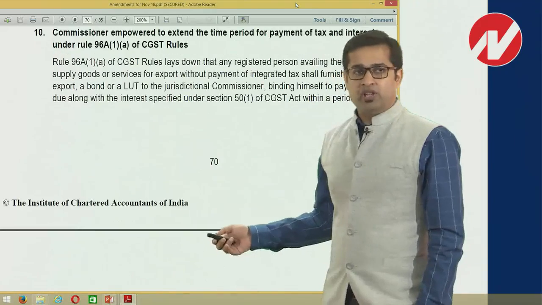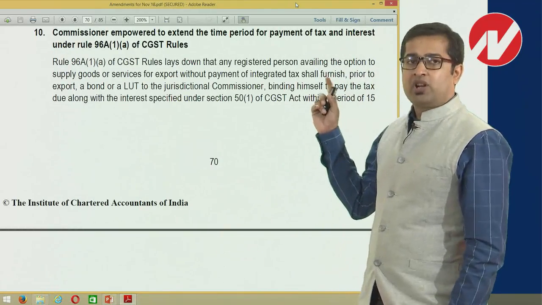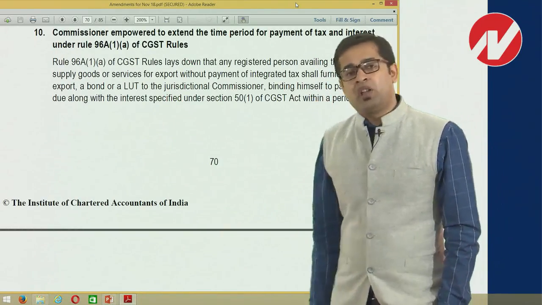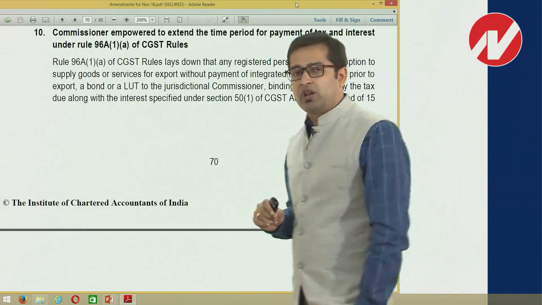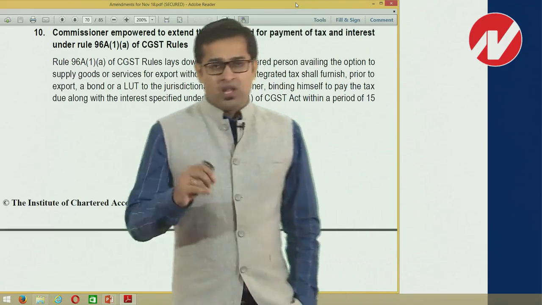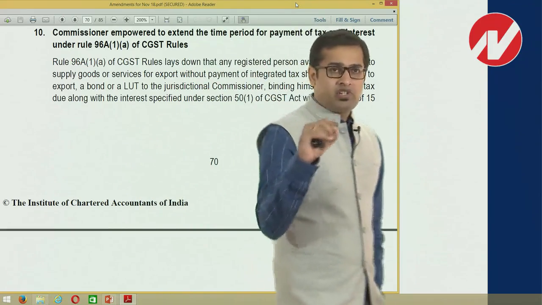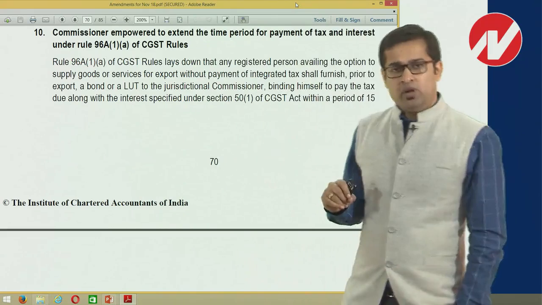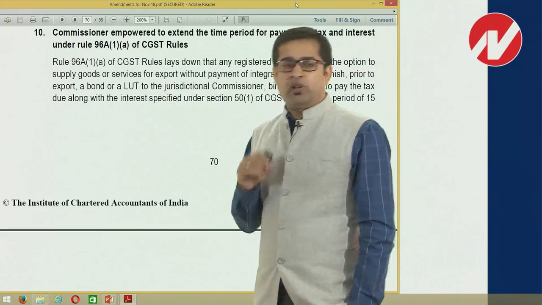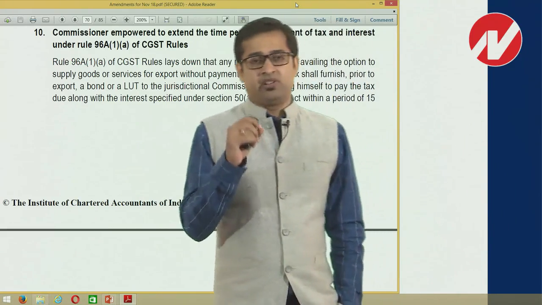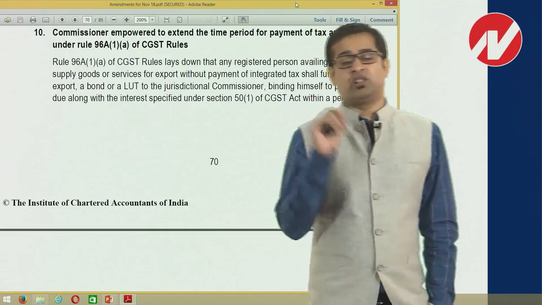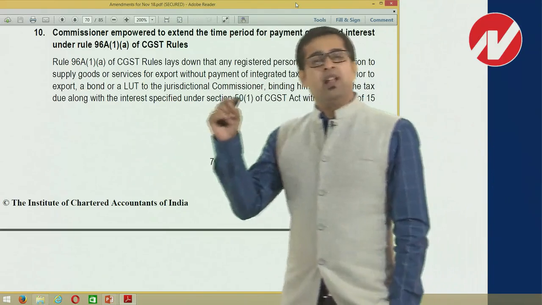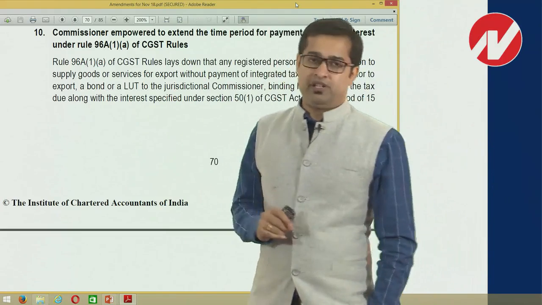Let us move ahead with this. There is a point with regard to commissioner's power. Now when I say commissioner's power, what is the provision in relation to this? A particular provision है, that is Rule 96(1). When I say Rule 96(1), it basically talks about the time limit within which the goods have to be exported, and if they are not exported within the stipulated timeline, the tax has to be paid with interest and penalty.